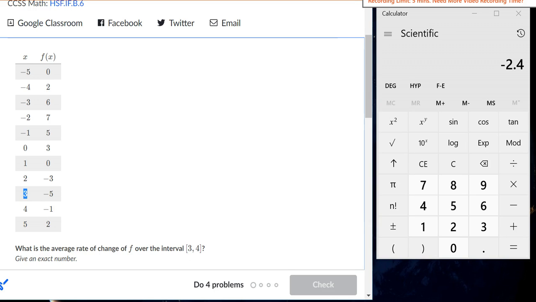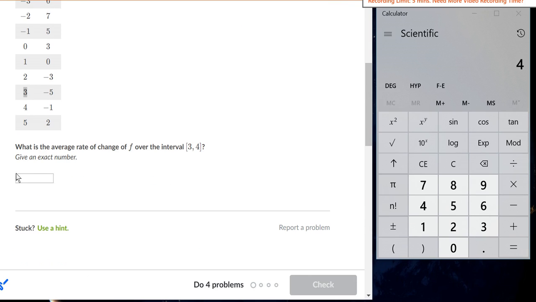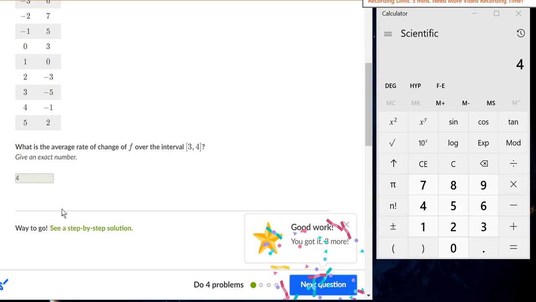So I'm going to do y2 minus y1 over x2 minus x1. So -1, let's clear that, -1 minus -5. It's going to be +4. Then I'm going to do 4 minus 3. That's just 1, so it's actually going to be just 4. It should be a positive slope, average rate of change of 4. Good. All right, let's move on.